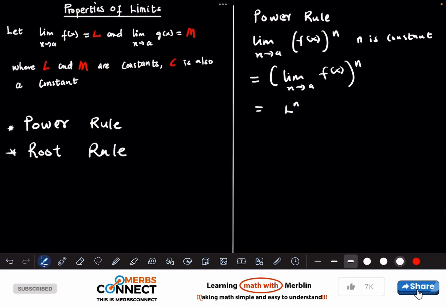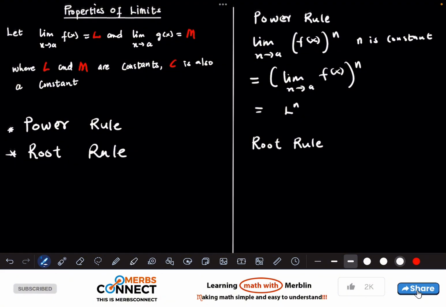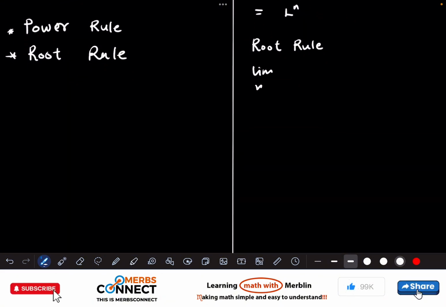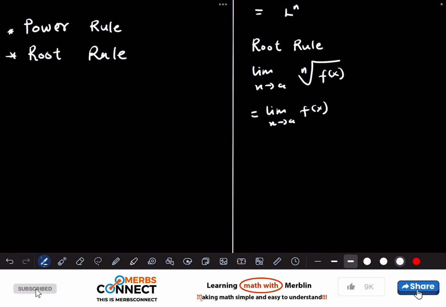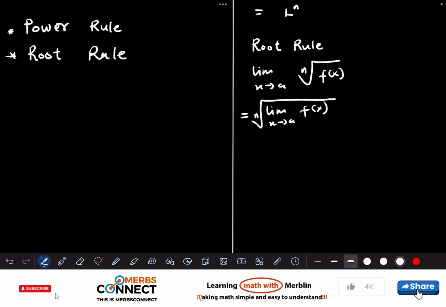So that is the power rule. Very simple. Let's look at the root rule. Now the root rule can be converted to the power rule. So let's look at the root rule. Let's assume I have the limit as x is approaching a of the nth root of f of x. Same thing, n is constant, then this can be written as the limit as x is approaching a of f of x, then the nth root on it. Good. So this is how it's going to be.